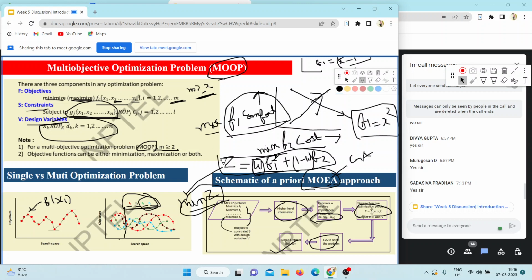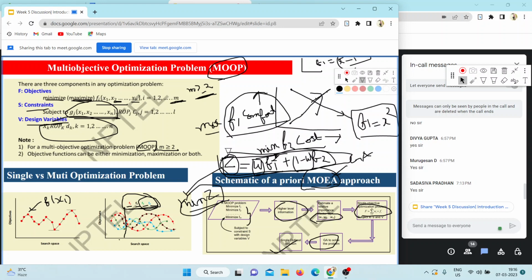Yeah, multiple objective function. This is your mathematical expression. There are two objective functions here, f1 and f2. You are putting weight W for f1 and you are putting 1 minus W for f2, and you are converting this two-objective optimization problem, f1 and f2, to a one-objective optimization problem, that is Z.